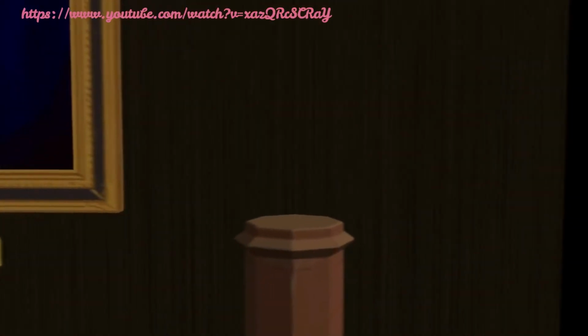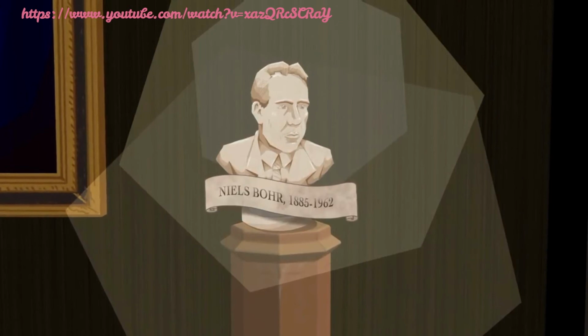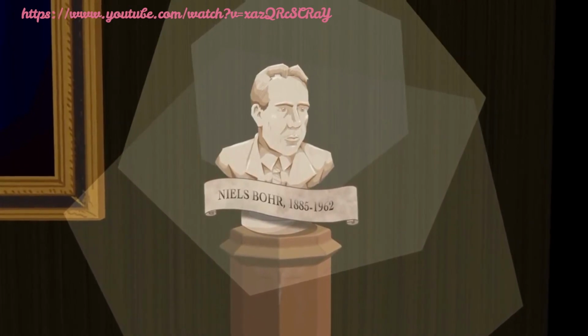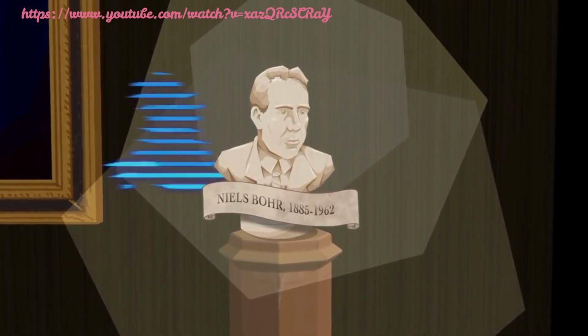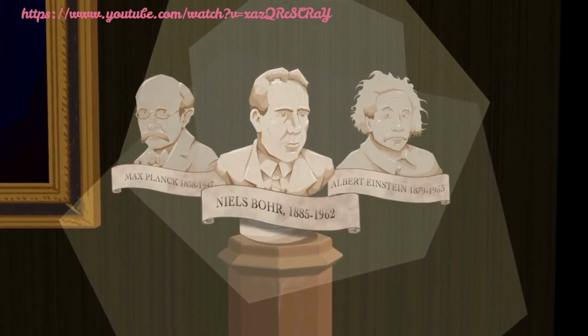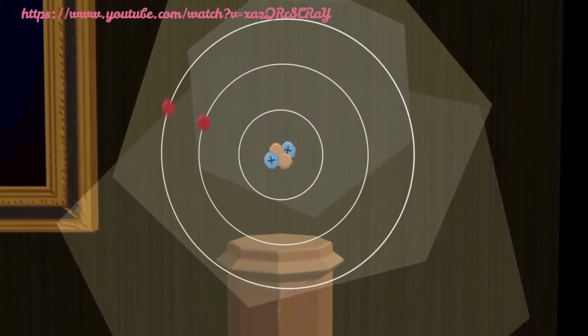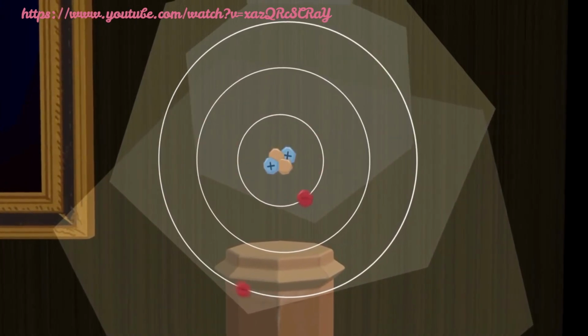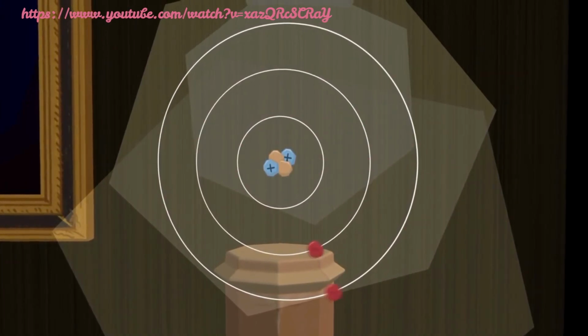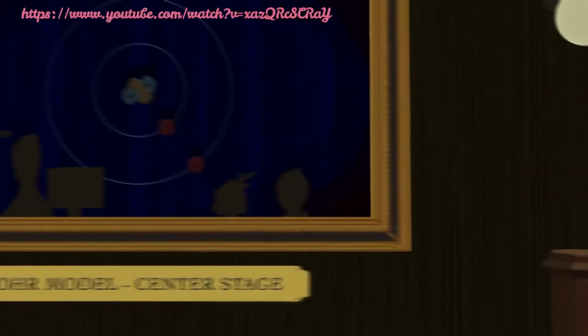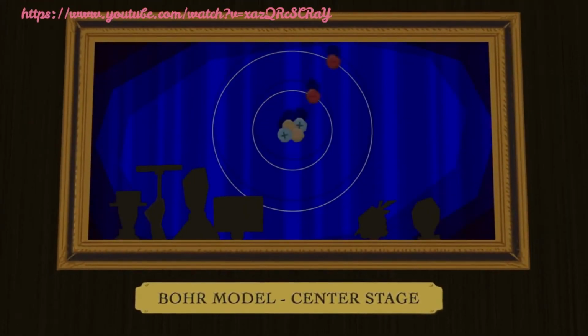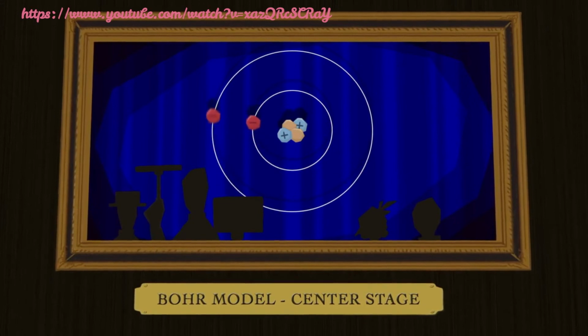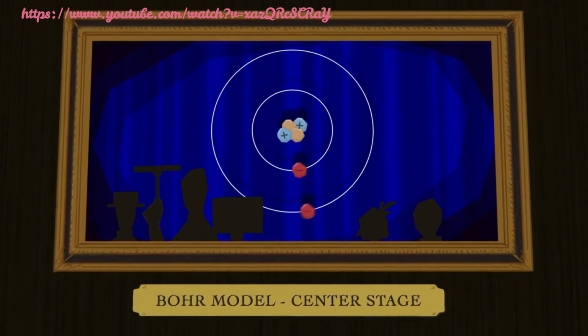In 1913, another of Thomson's students by the name of Niels Bohr expanded on Rutherford's nuclear model. Drawing on earlier work by Max Planck and Albert Einstein, he stipulated that electrons orbit the nucleus at fixed energies and distances, able to jump from one level to another, but not to exist in the space between. Bohr's planetary model took center stage, but soon it too encountered some complications.